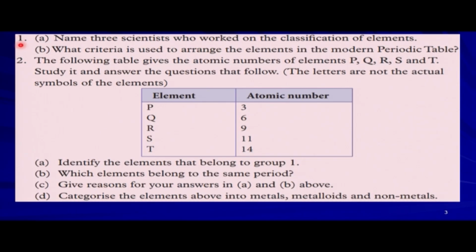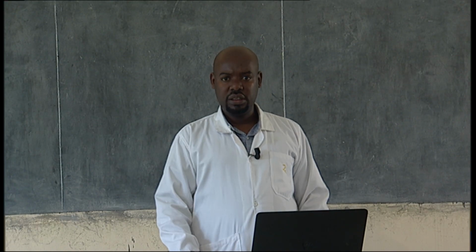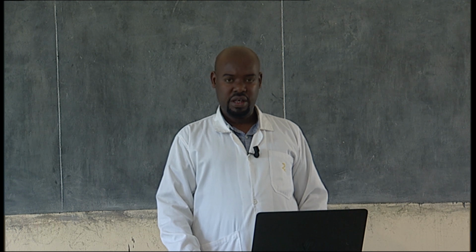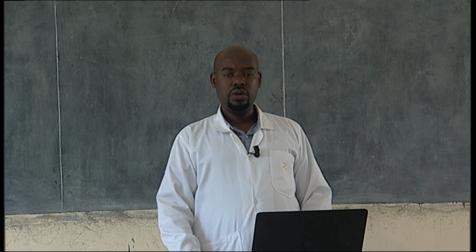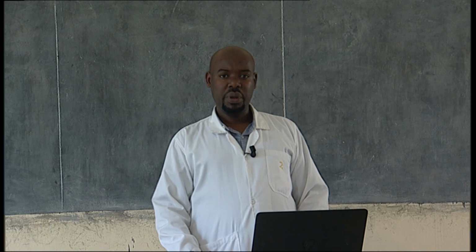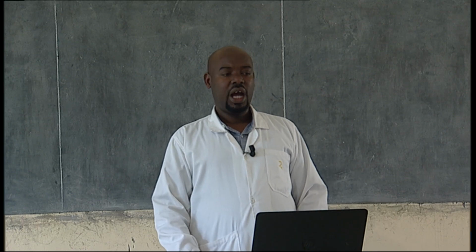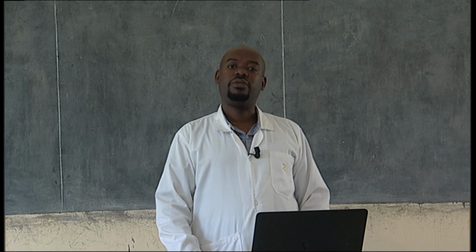And here we have number 1. Name 3 scientists who worked on the classification of elements. You remember those scientists? We know, for example, Dobereiner with his triads. We know Newland with the octaves. And we know Mendeleev.